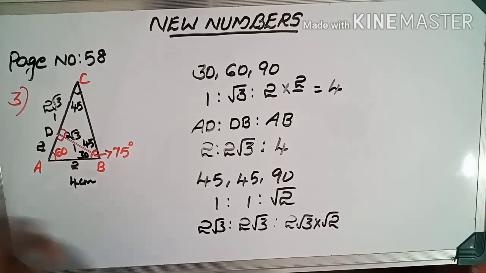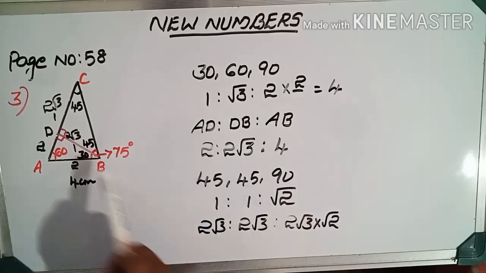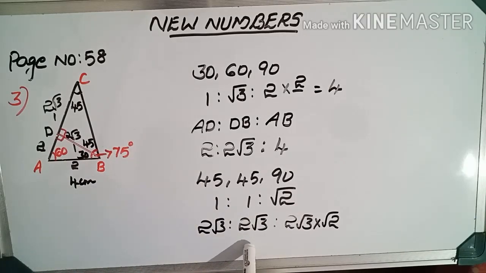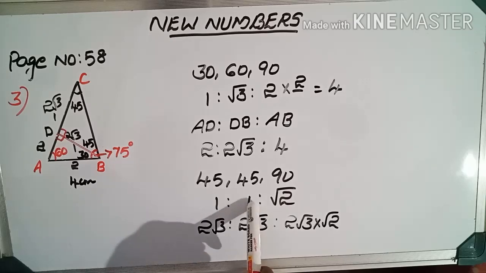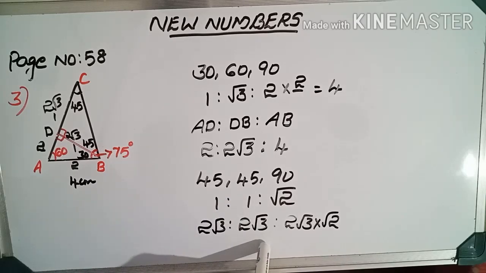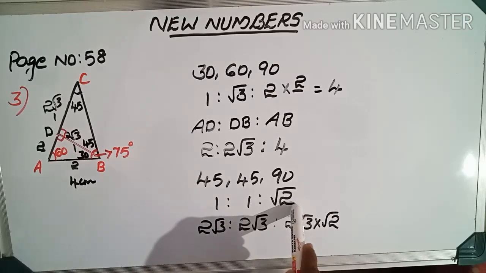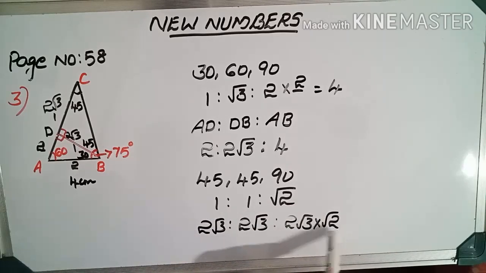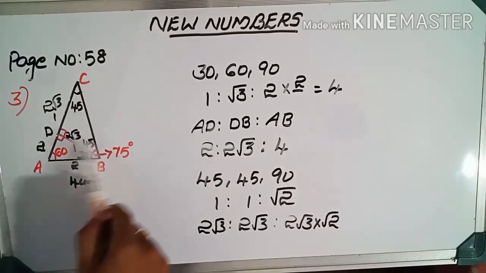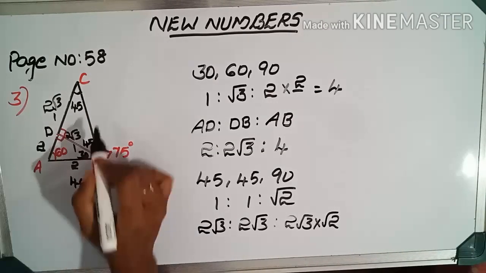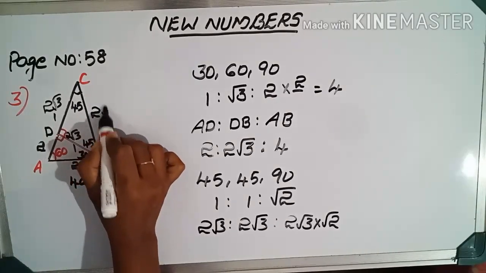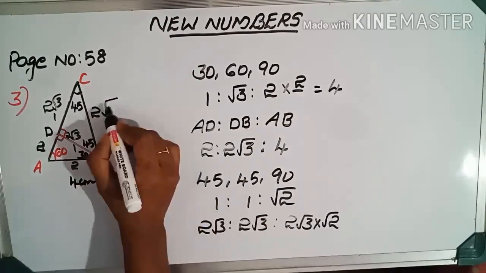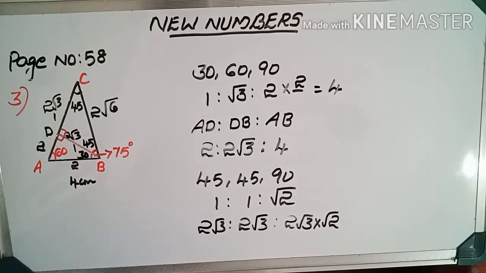Because ratio-wise it is 1 is to root 2, but in the question the side opposite 45 is 2 root 3. That is, 1 changes to 2 root 3, so 1 into 2 root 3 is 2 root 3. The same we have to give here also, so root 2 also gets multiplied by 2 root 3. So 2 root 3 into root 2 is this side CB. CB will be 2 into root 3 into root 2. 3 twos are 6, so 2 root 6. Like this we can write.